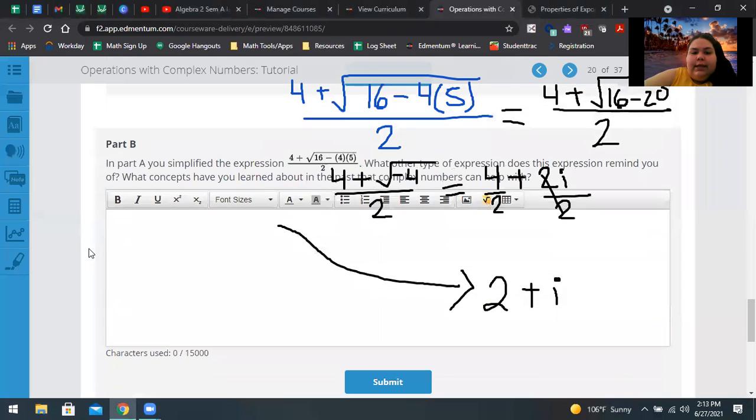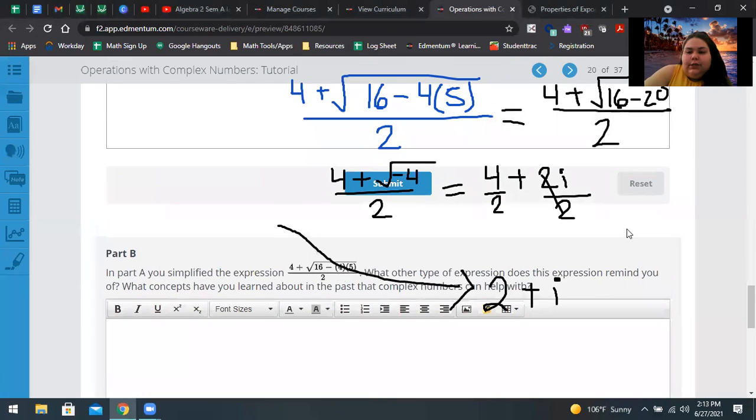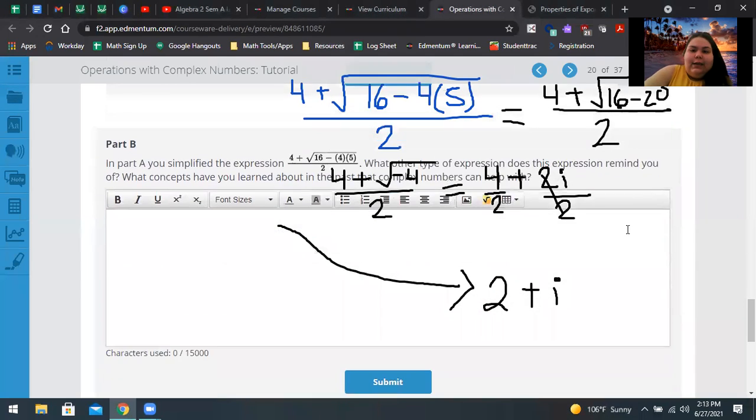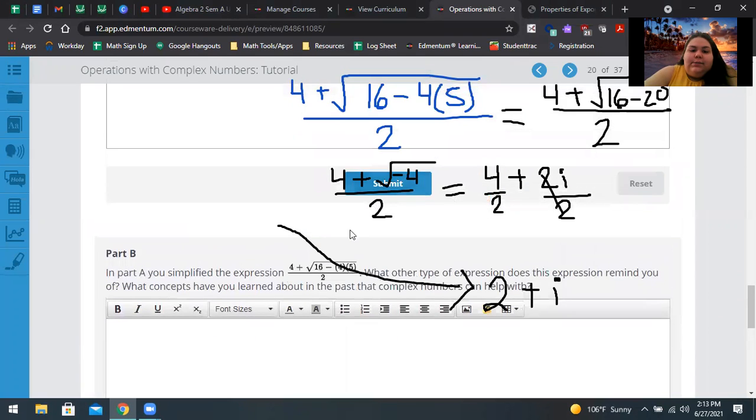Now they're going to go ahead and say, for part B, it says in part A, you simplified the expression, the one that we just simplified down to 2 plus i. What type of expression does this polynomial remind you of? Remember when we were dealing with the quadratic, they taught us the quadratic formula. Identify your A, your B, and your C, and then plug it into those values, and then you'll solve for x. So it says, what concepts have you learned?